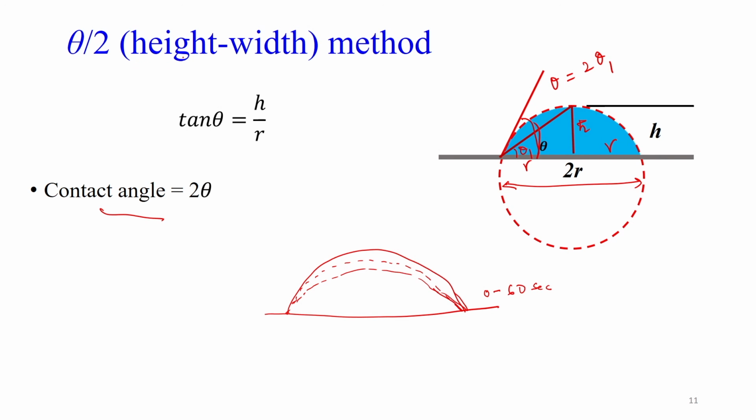So, this is the height width method or the theta by 2 method. Theta 1 is equal to H by R, and theta is equal to twice theta 1, that is it. So, we discussed two methods: either you draw the tangent, or use the theta by 2 method.